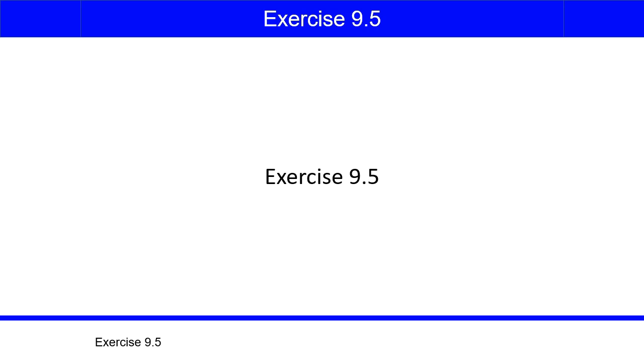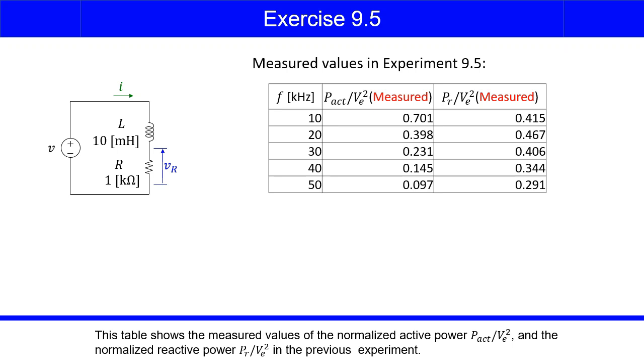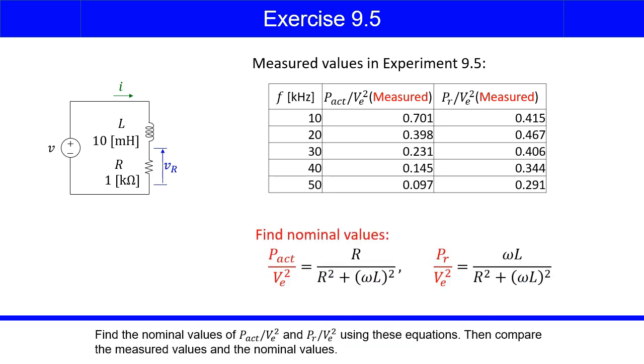Exercise 9.5. This table shows the measured values of the normalized active power P act over VE squared, and the normalized reactive power PR over VE squared, in the previous experiment. Find the nominal values of P act over VE squared and PR over VE squared using these equations. Then compare the measured values and the nominal values.